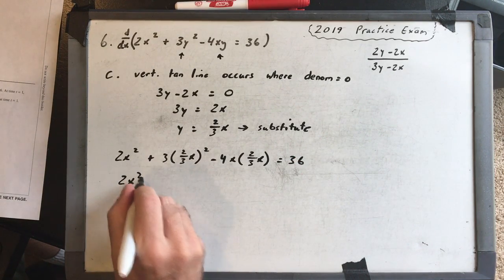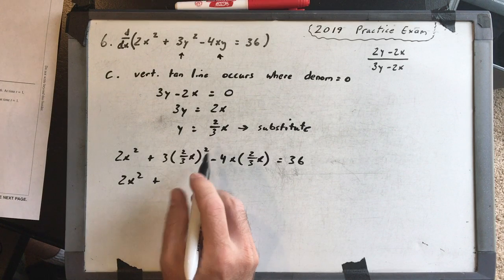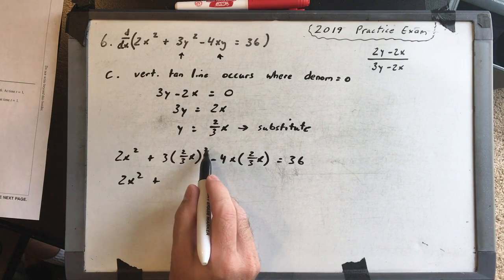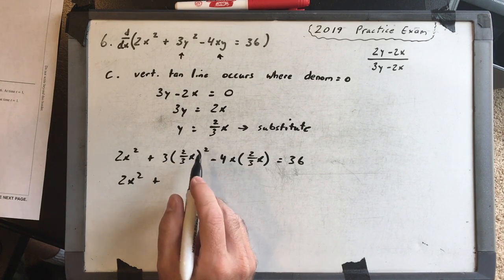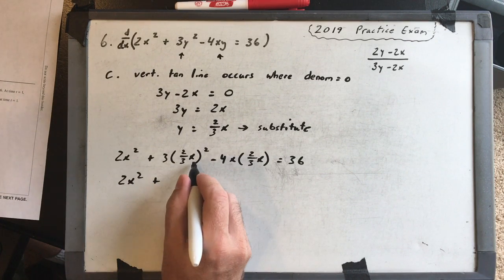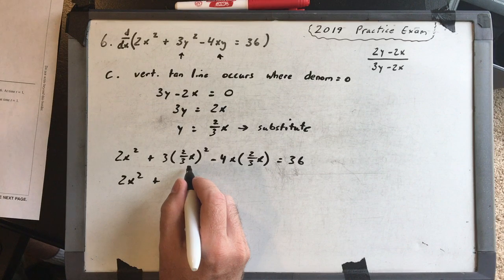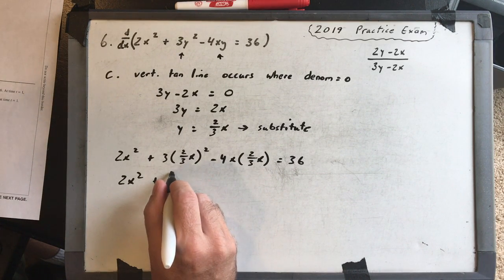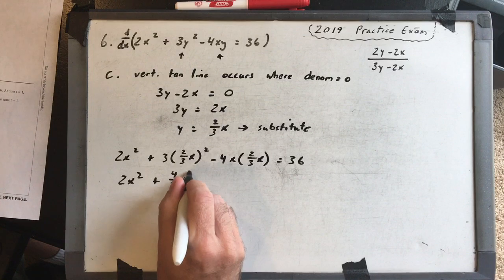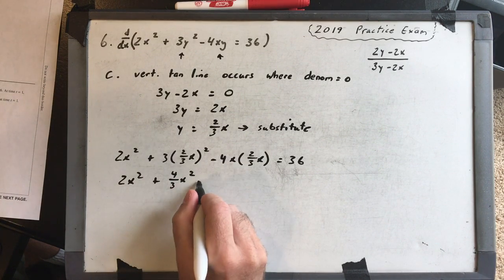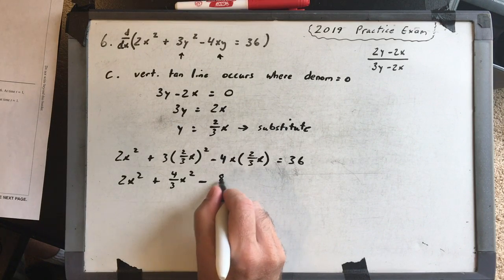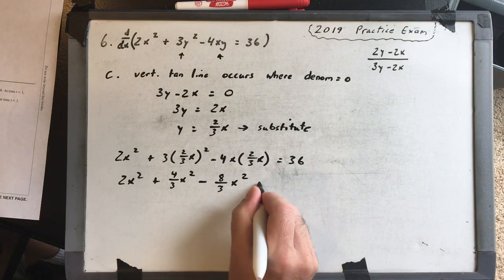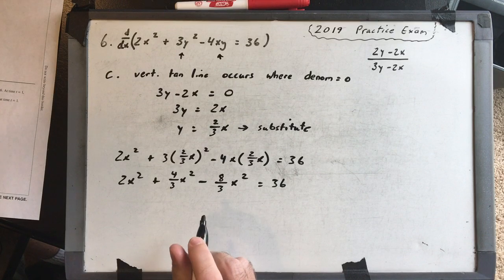So that's 2x squared plus 2/3 squared would be 4/9, right? So 3 times 4 is 12. So 12/9 x squared, which would be 4/3 x squared, minus 8/3 x squared is equal to 36.